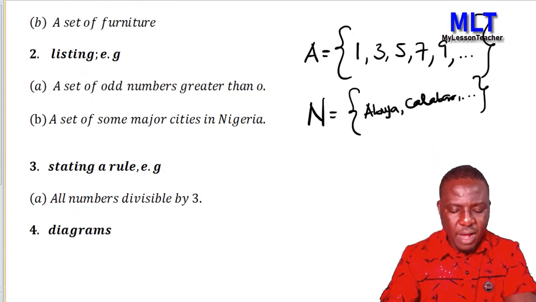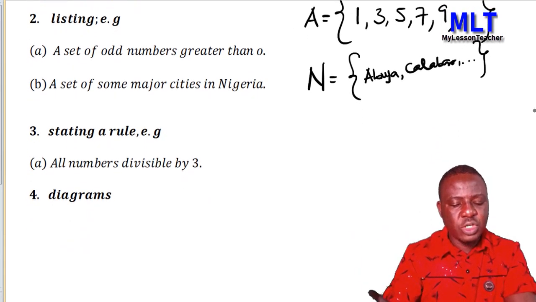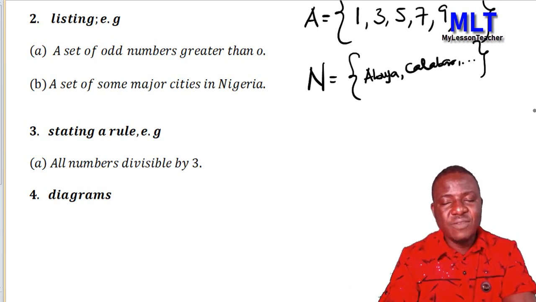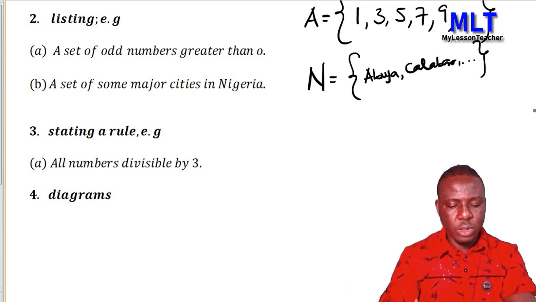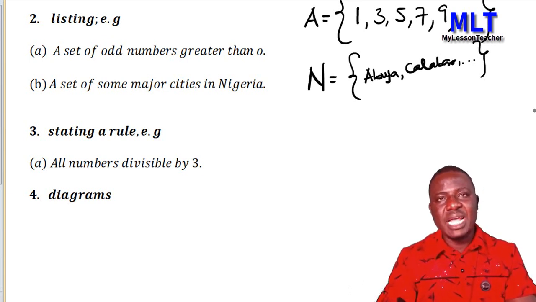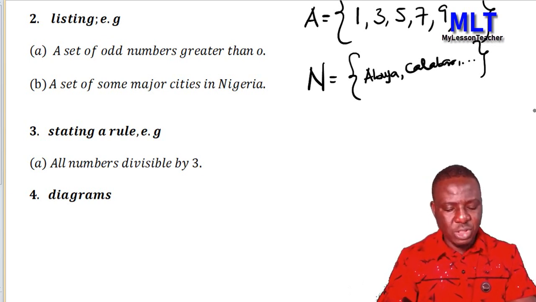Also, we have set description by stating a rule. Example, we have all numbers divisible by 3. It is a rule, and you can describe a set stating that rule. All numbers greater than 1. All numbers that are divisible by 3. Then you begin to name multiples of 3. These are examples of how sets can be described.